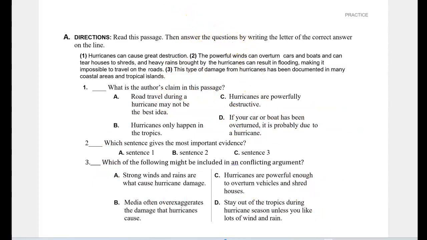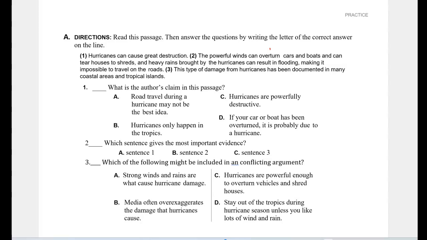So number one, what is the author's claim in this passage? So the way to do questions like this, you read them all, see which one matches. So out of all of these, this is the claim, number one, hurricanes can cause great destruction, and that matches with C. Hurricanes are powerfully destructive, just a way to say it again. Number two, which sentence gives the most important evidence? So we're looking for facts, lots and lots of facts.